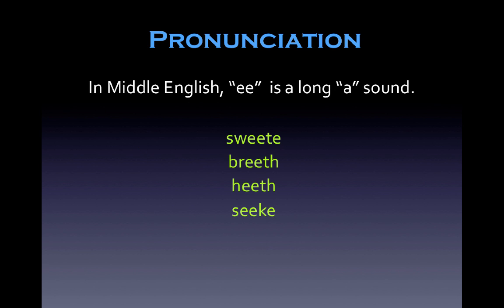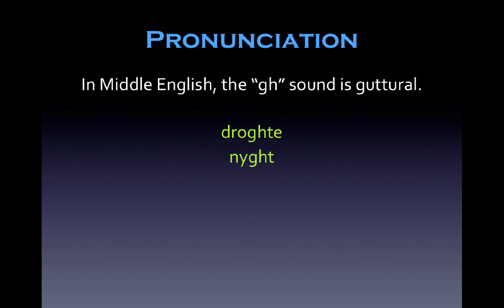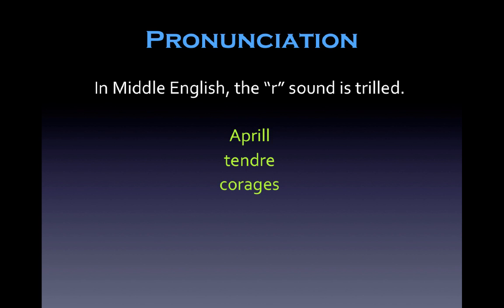In Middle English, double E is a long A sound. Swete, breeth, heeth, seke. In Middle English, the GH sound is guttural. Droghte, nyght. In Middle English, the R sound is trilled. April, tendre, corages.